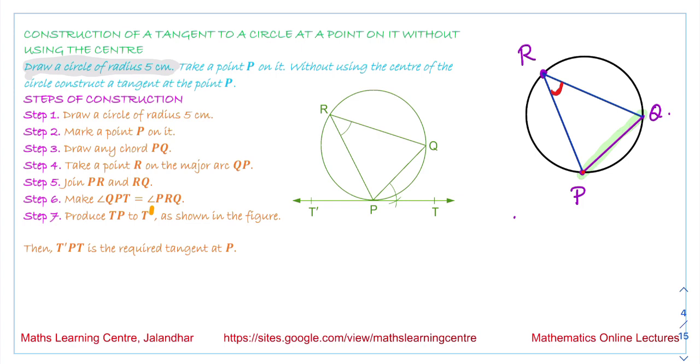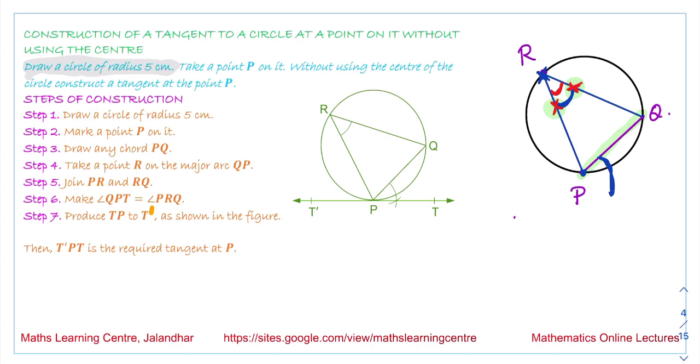To do this, we keep the compass at the point R and draw an arc over here. Now we keep the compass at point P and draw an arc over here. Next, we have to measure the length of this arc. We keep the compass at this point, with the other tip at this point, and we get some length.